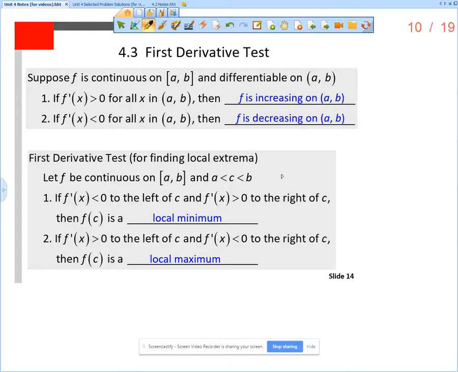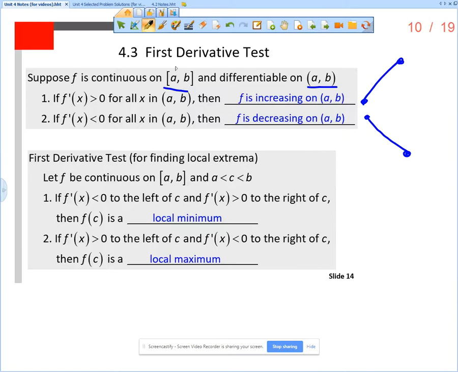If f prime is greater than 0 for all x in a to b, then we can say that f is increasing, right? If f prime is less than 0 for all x in a to b, then f is decreasing, right? So if there is a continuous and differentiable section, then a positive derivative must tell us that f is increasing, or a negative derivative must tell us that f is decreasing.